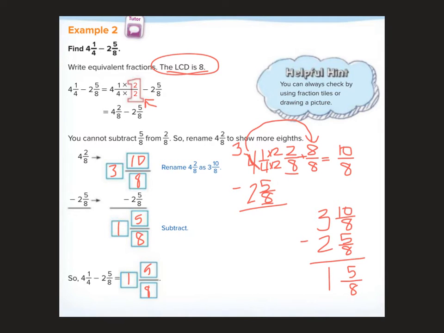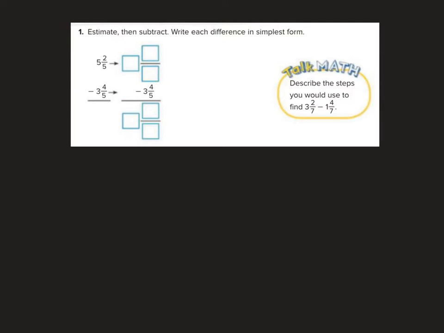Okay, let's do some more. Listen, I'm going to do a lot of examples here, so hang tight with me. First we're going to estimate. This is about 5 minus, that's about 4, so my answer should be around 1. Notice that took me 30 seconds, so there's no excuse not to estimate. Okay, so I have common denominators, I don't have to worry about that.